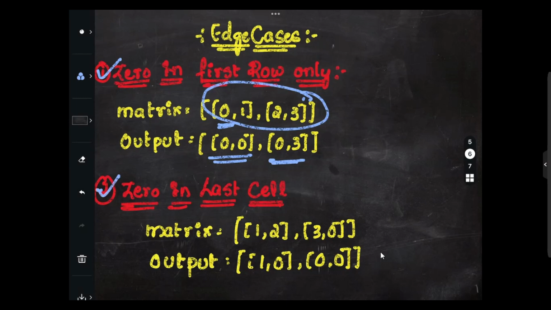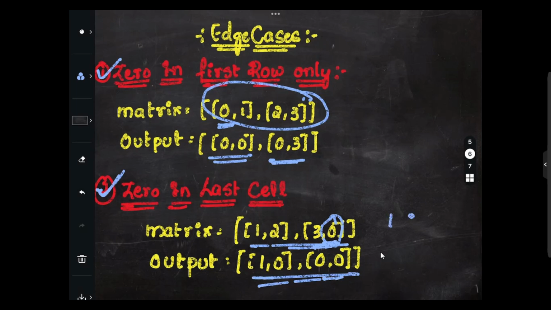So let's come to the second part here, 0 in last cell. So here we have 0 in the last cell. This one I'm speaking of, 0 in the last cell. So 1 comma 2 and 3 comma 0. When I say 1 comma 2 and 3 comma 0, 0 we have in the last cell. So the output that we need to get here is 1 comma 0, 0 comma 0.